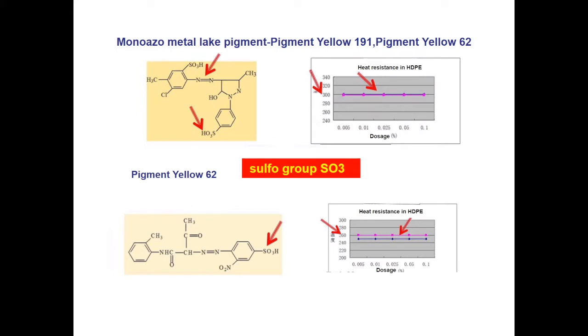Second, monoazo metal lake yellow pigments. In order to improve the heat resistance and migration resistance of monoazo yellow pigments, the sulfonate group is introduced into the molecule and converted into lake pigments. Its performance is much higher than that of non-lake pigments. Monoazo yellow metal deposition pigments range from green light yellow, Pigment Yellow 168, to medium yellow, Pigment Yellow 62, red yellow, Pigment Yellow 191, Pigment Yellow 183.